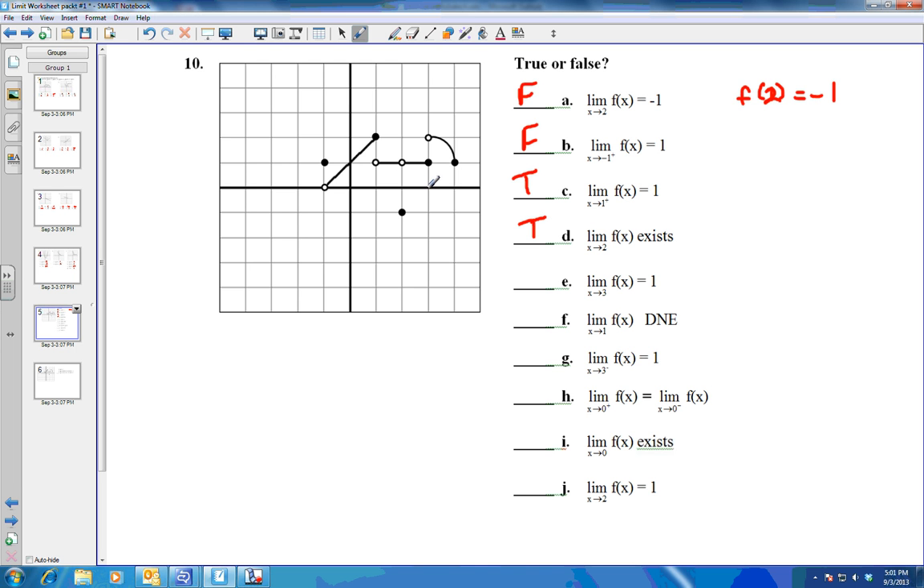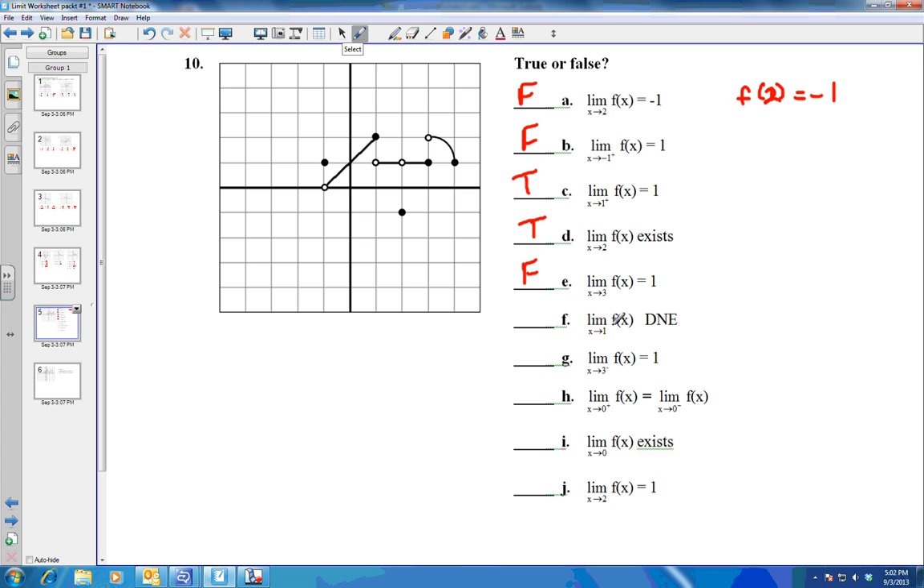The limit as x approaches 3 equals 1. So here's 3. As I approach from the left, you see I have a value of 1. As I approach from the right, I have a value of 2. So that does not exist. That's false. They said it's equal to 1, but it actually does not exist. So that is false.